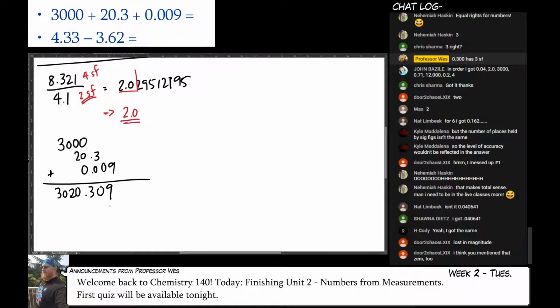Let's look for places. Is there a known value in every place here? Well, there's not. Not in this one either. Or this one. Or even this one, or this one, or this one. So, nope. Nope. Nope. Nope. Nope. We would end up rounding to the thousands place here, because this is the first place where all the numbers are known.